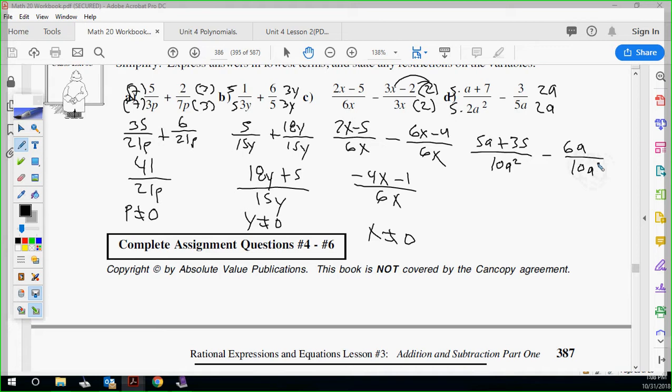5 minus 6, negative a, plus 35, all over 10a squared. And that would be it. Again, this is the one where a can't be 0. Okay, any questions at all?